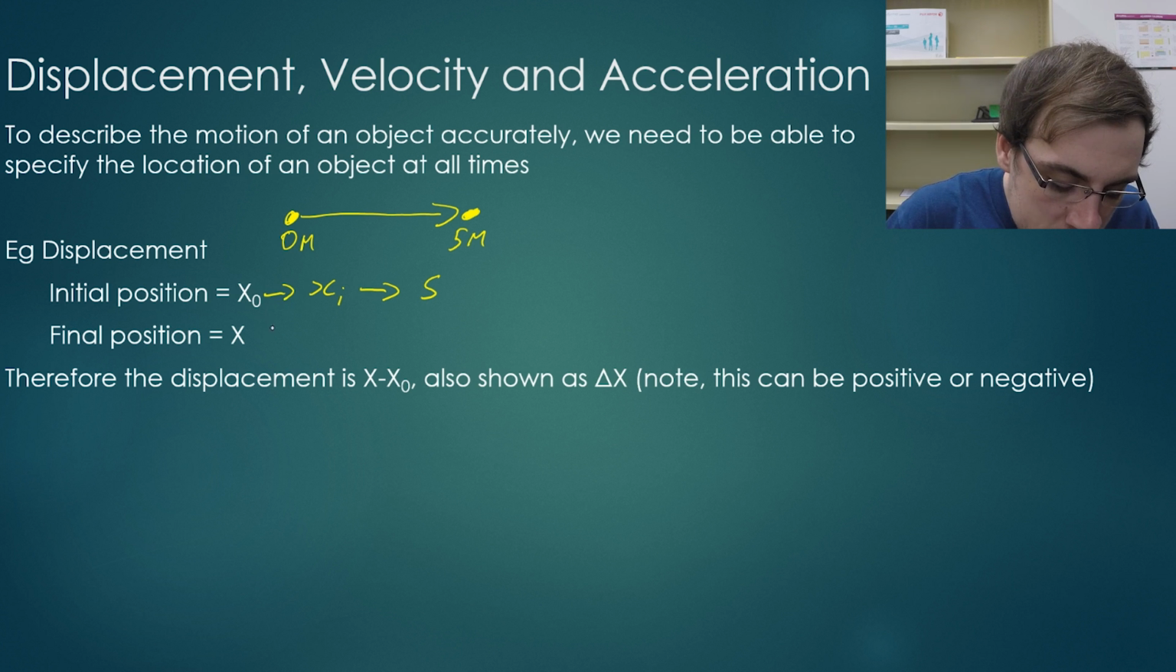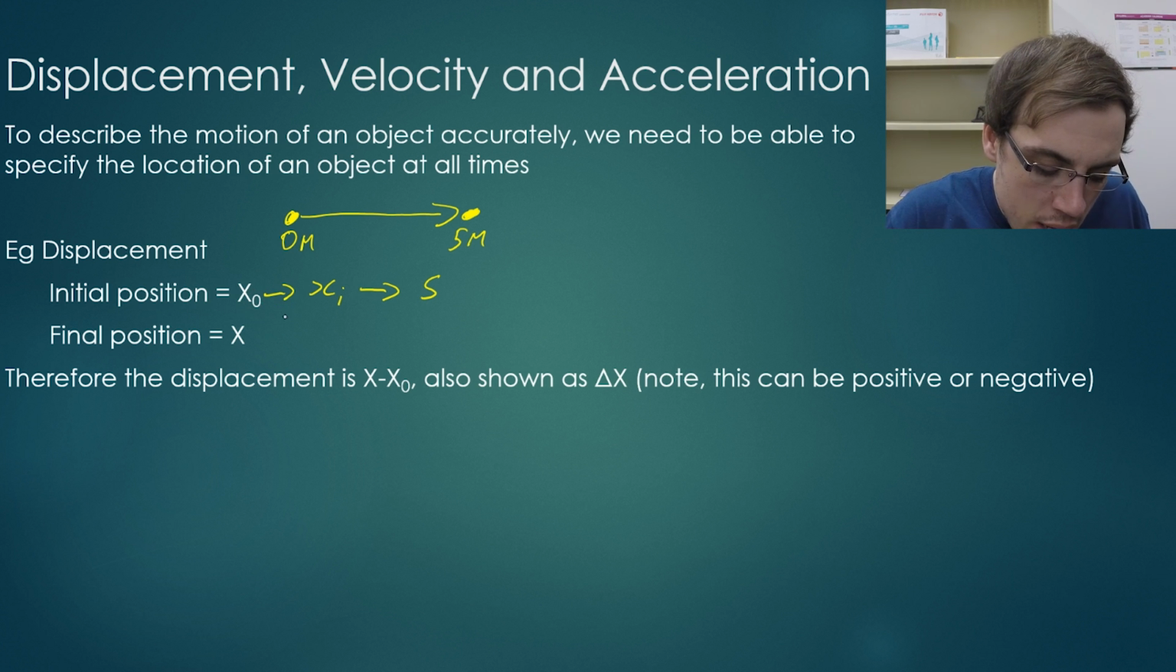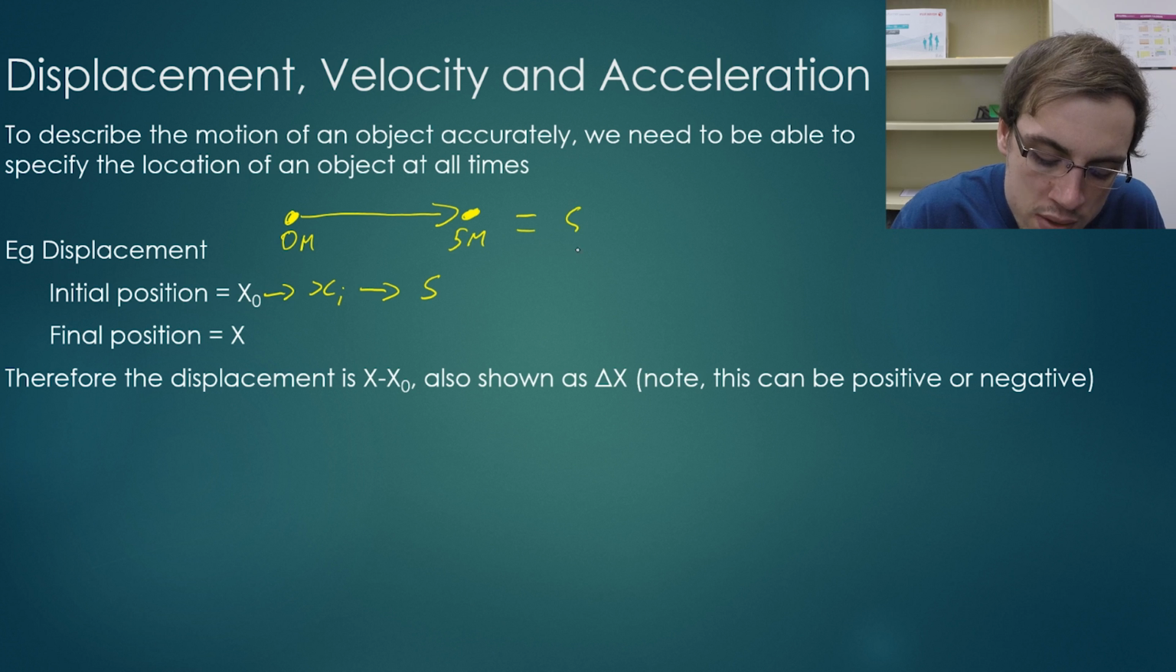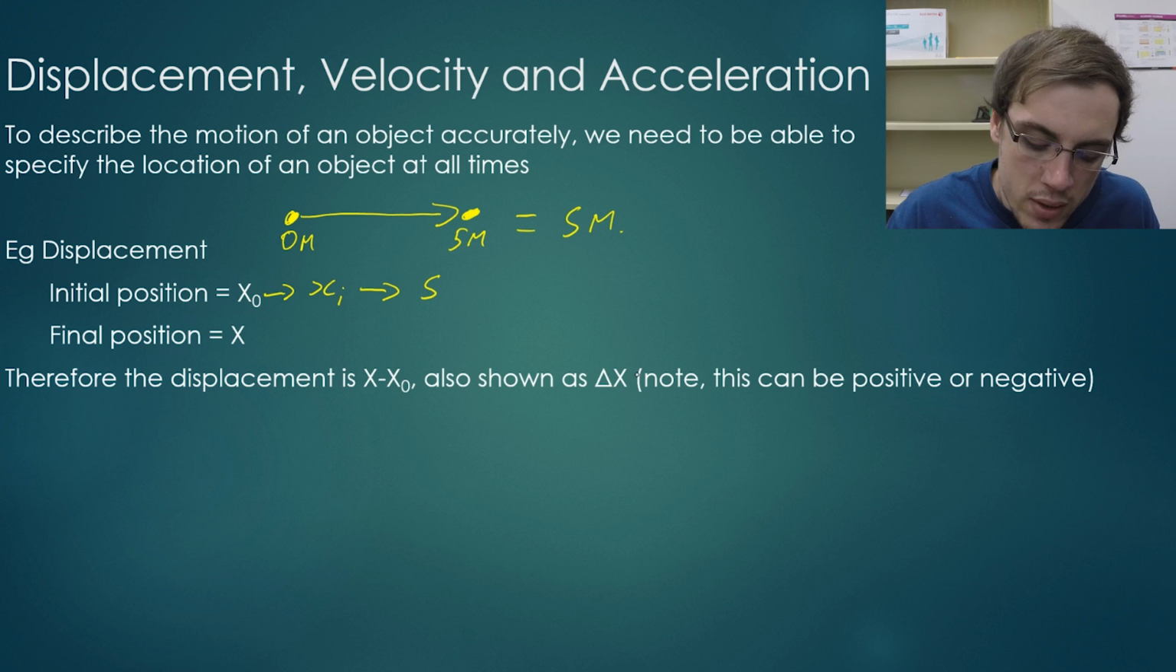So we go xo, which is our initial, and x, which is our final position. So we go our final position minus our initial. We can see here that the total displacement was 5 meters. Now we can show this 5 meters as delta x.